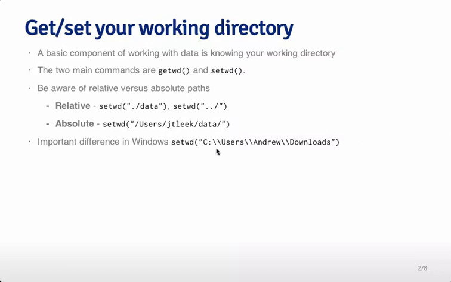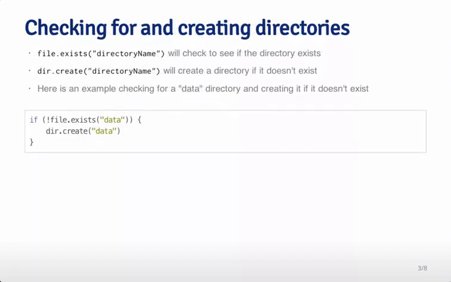An important distinction in Windows is that you have to use backslashes rather than forward slashes. So this is an example of the way a path might look on a Windows machine as opposed to a Mac or a Linux machine. If you need more help with that, go check out the Data Science Toolbox lectures.